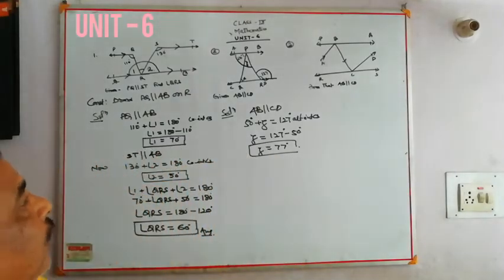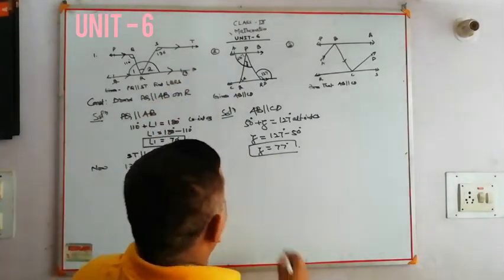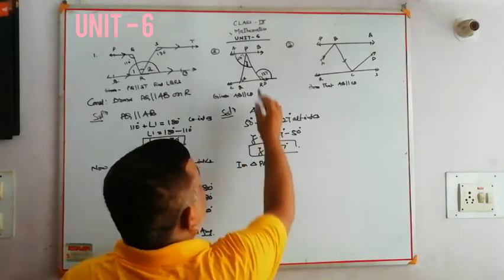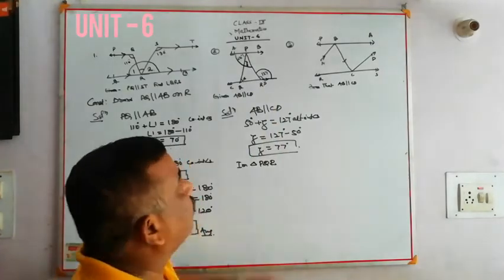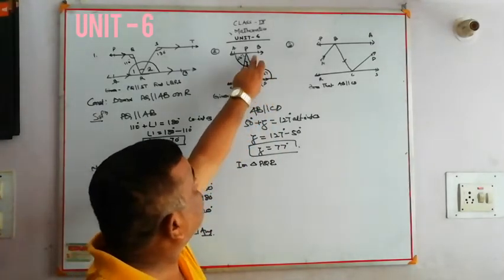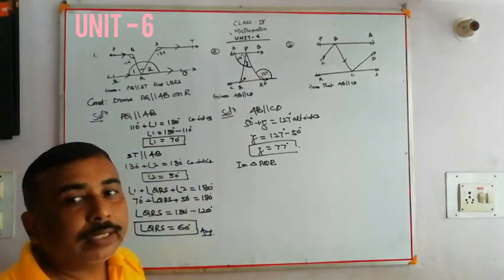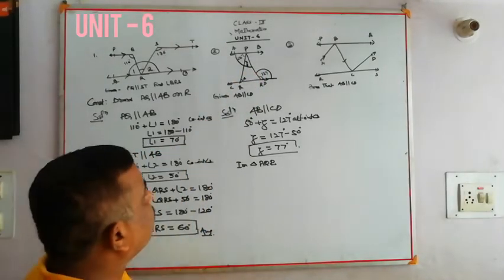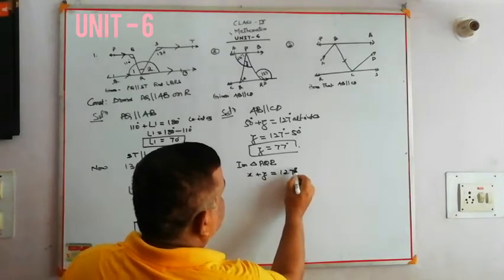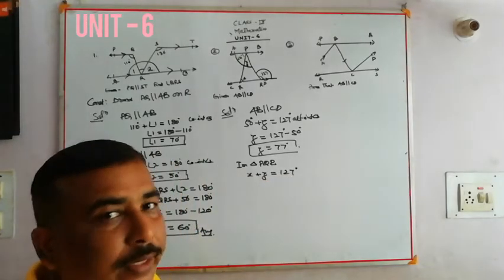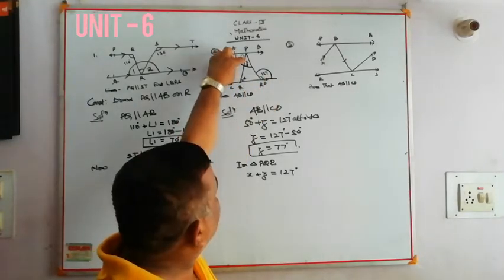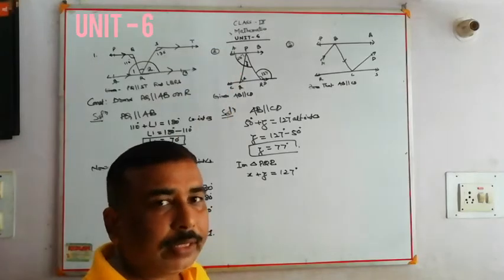Now, in triangle PQR, that is the exterior angle, it is equal to the sum of the two opposite interior angles. And now we write x plus y is equal to 127 degrees. Exterior angle property: in triangle PQR, the exterior angle is equal to the sum of the two opposite interior angles. That is the theorem.